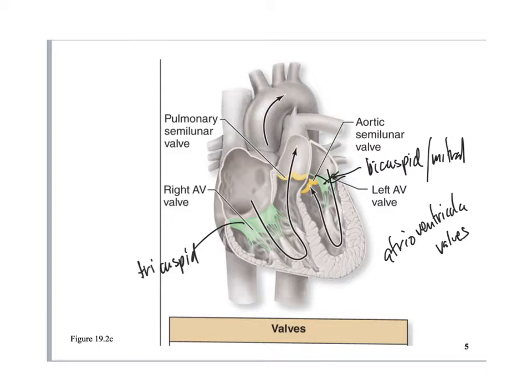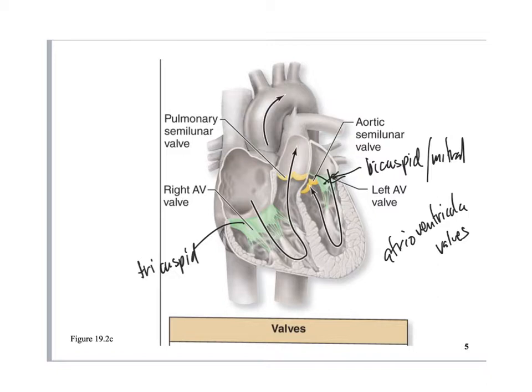But what is the overall purpose of these valves? To prevent backflow. They close so that blood does not flow in the opposite direction. We want blood to continuously flow through the pump, so that it's always going in one direction through the pump: atria to ventricles, out the vessels. We don't want any backflow.